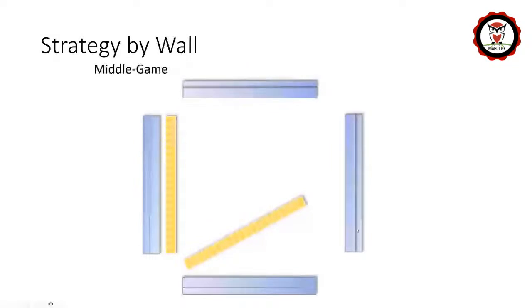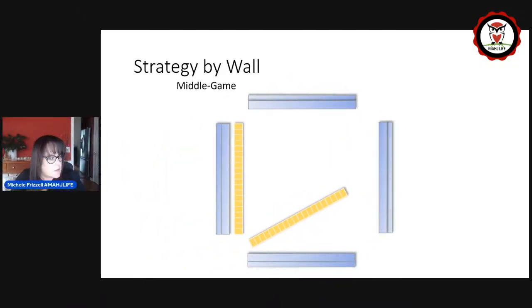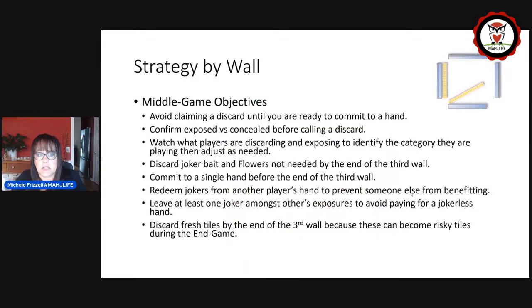Okay. Let's see here. Okay, there we go. All right. Now here is the middle game. This would be the third wall, which is where we are in the game. And here are the strategies for this part of the game.